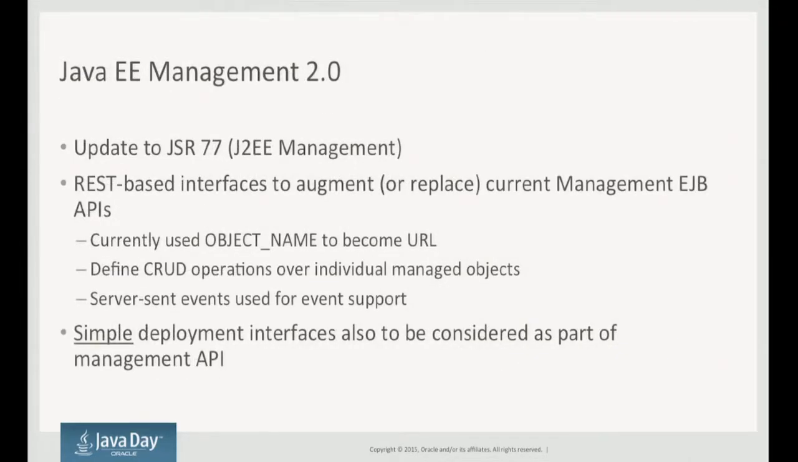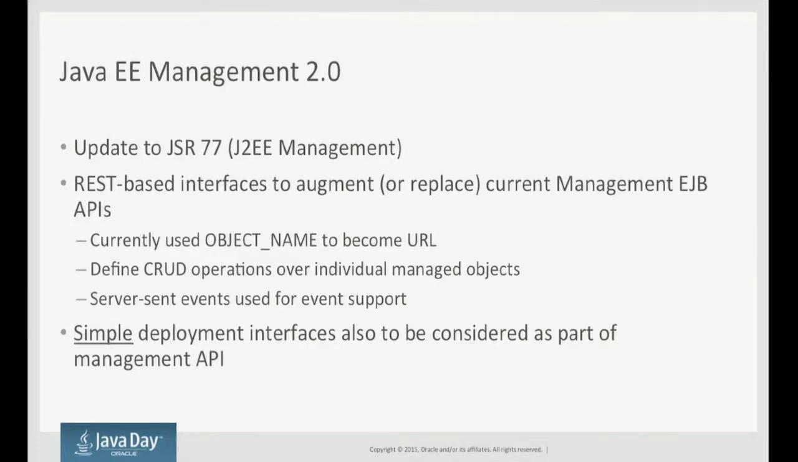So Management 2.0 is intended as an update to the old J2EE management API. And the fact that it's called J2EE rather than Java EE lets you know how old this is. We asked people what we should do in terms of how do we modernize it. And the vast majority of the responses that we got said that we should provide REST-based interfaces to augment the current management EJB APIs that we have today.